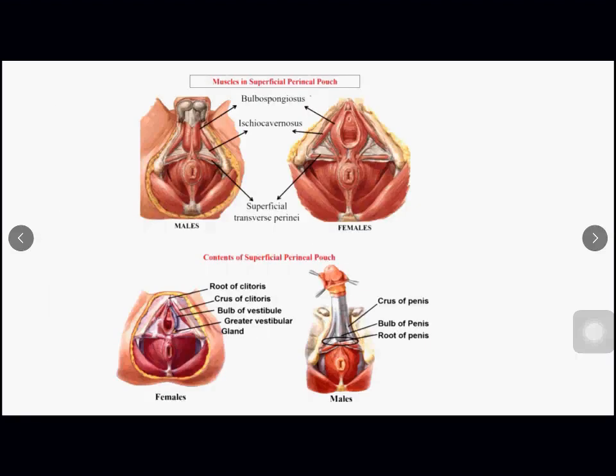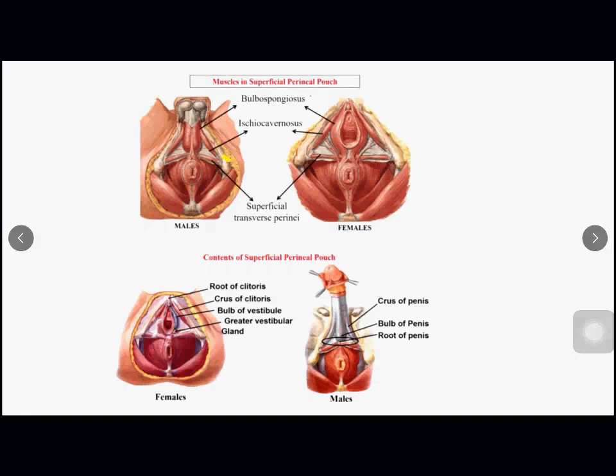Then I'll talk about the muscles. You have 3, so the 4 vessels are over. Now coming to the 3 muscles, what are they? You have the superficial transverse perineal muscle. Since it is in the superficial perineal pouch, it is transversely placed and it is a muscle of the perineum, so it is named superficial transverse perineum. What is its origin? It is from the inner aspect of the ischial tuberosities, and it is inserted into the perineal body, which is present here. So this is your first muscle.